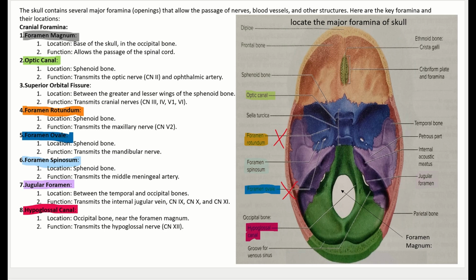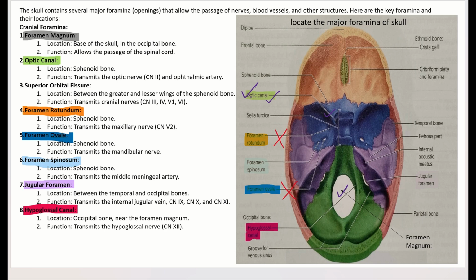The foramen magnum is located at the base of the skull in the occipital bone, and its function is that it allows the passage of the spinal cord. Next is the optic canal. The optic canal is located in the sphenoid bone, as you can see in this area, and it transmits the optic nerve and ophthalmic artery.